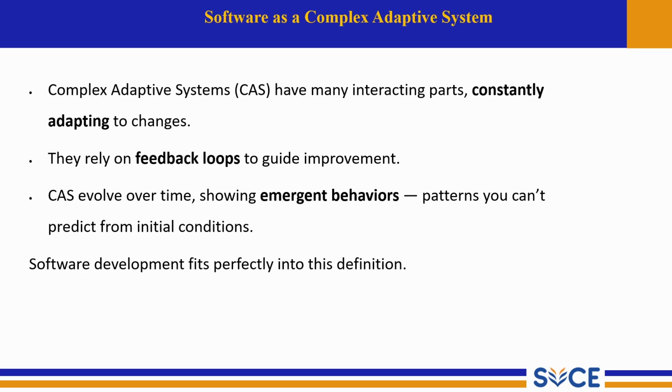In the next slide, we go through software as a complex adaptive system. A complex adaptive system has many interacting parts constantly adapting to changes. They rely on feedback loops to guide improvement. Complex adaptive systems evolve over time, showing emergent behaviors, patterns you can't predict from initial conditions. Software development fits perfectly into this definition.